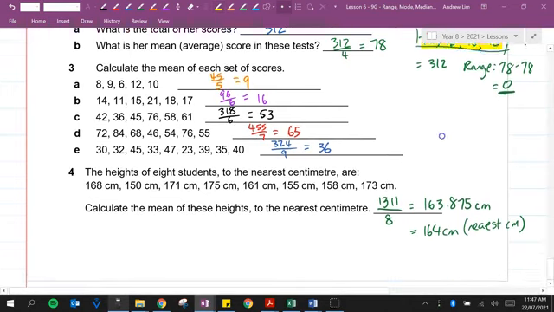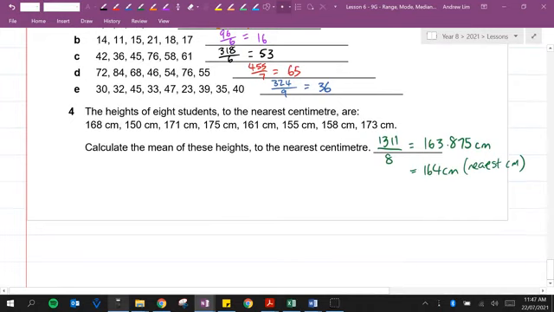Question 4. The heights of 8 students to the nearest centimeter are as follows. Calculate the mean of these heights to the nearest centimeter. Mean means average. So we add them together, divided by 8 because there are 8 numbers that we added. And that gives me 163.875 centimeters. We want to round this to the nearest centimeter. So I'm just going to look at the first number after the decimal. That's 5 or more, so I'm going to round it up to 164.